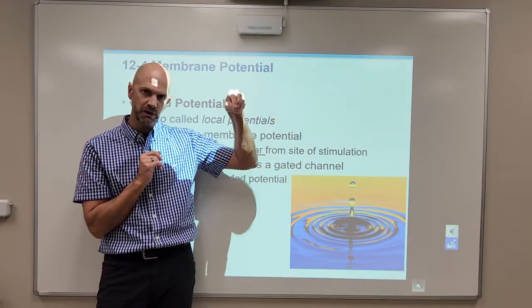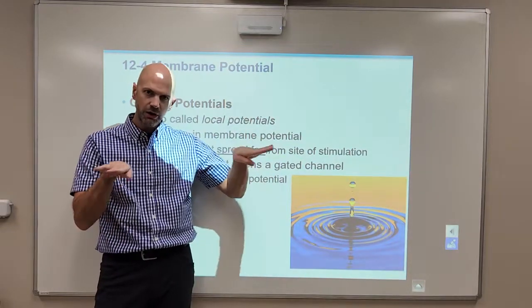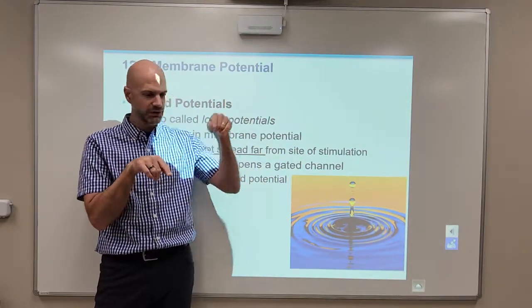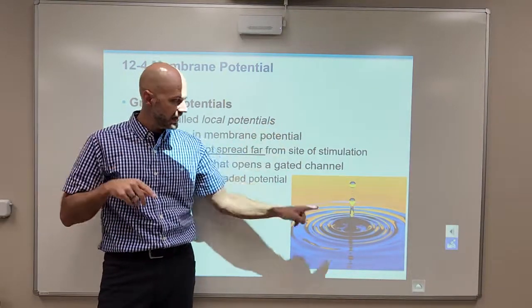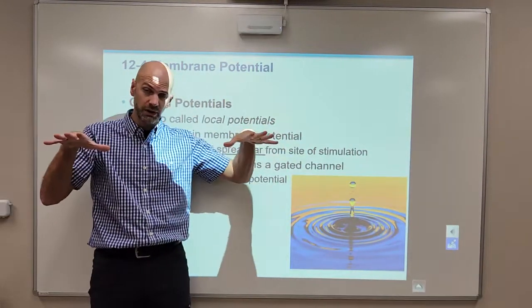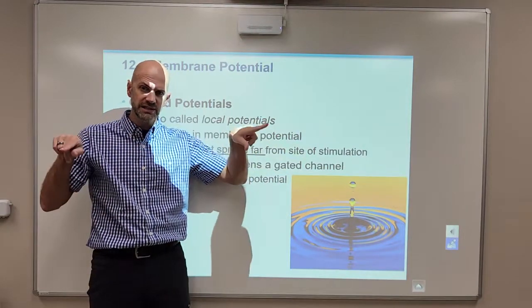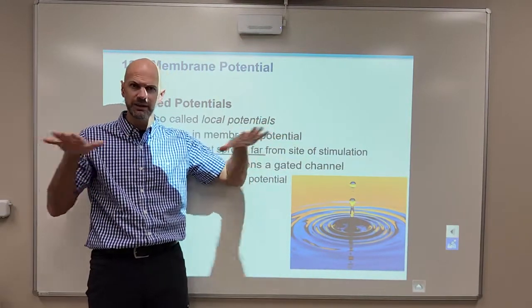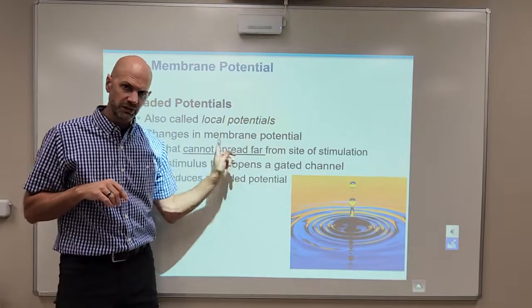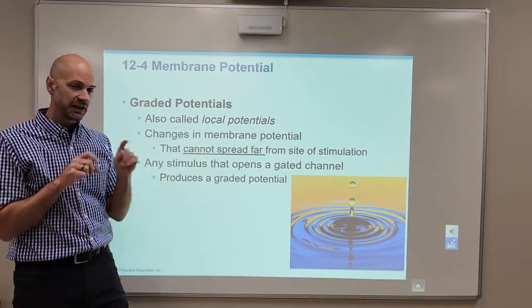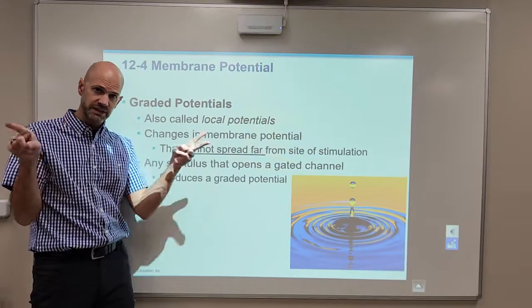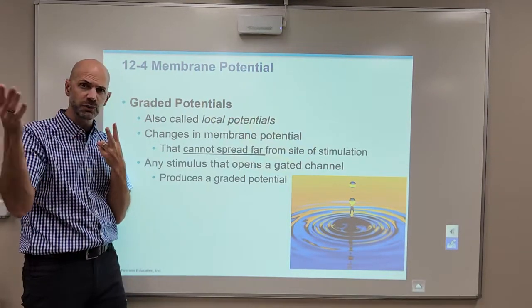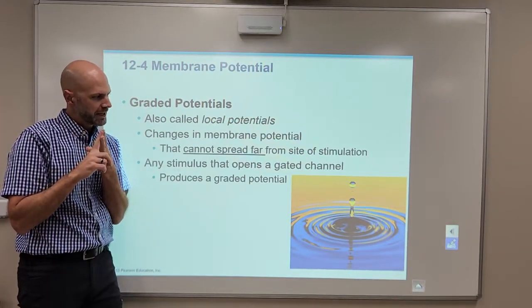Dropping a small rock into a calm body of water. When you drop the rock, it creates ripples that go out in all directions. And as those ripples go off in all directions, they diminish in size. They get smaller, they get weaker. That's what graded potentials are like. They go in all directions. They diminish in size over distance. The further they go, the weaker they get.